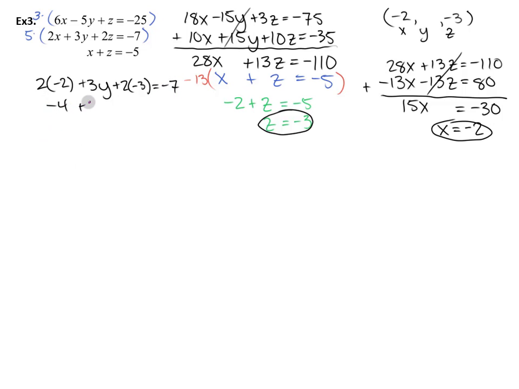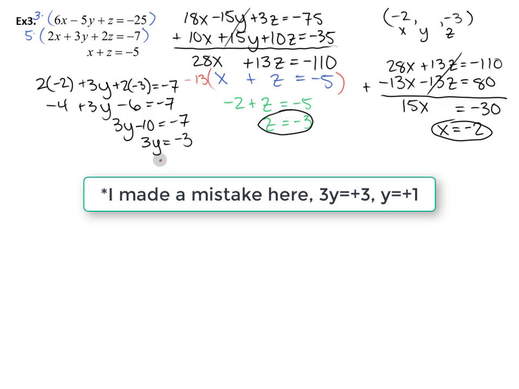So multiplying, we get negative 4 plus 3y minus 6 equals negative 7. These two together make negative 10. Adding that 10 over, we get 3y equals 3. And dividing by 3, we get y is negative 1. So look at all this work. I know I kind of crammed it all up in here because I've got another problem we're going to fit on this slide. But there it is. All of that work. We found our 3 values that should make all 3 equations true.